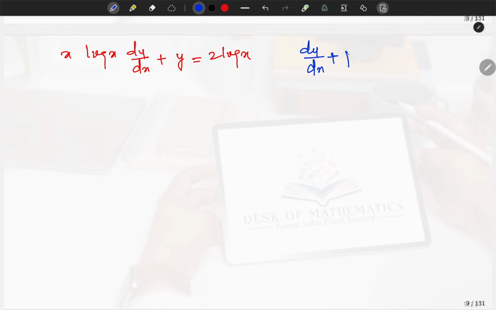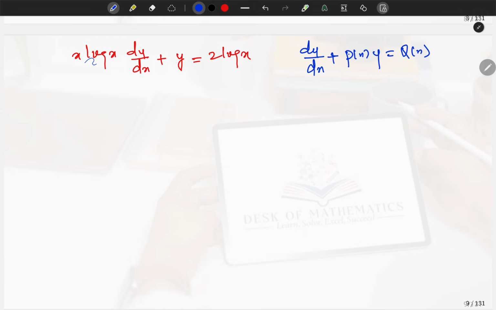Okay, so of the same type, means the Leibniz linear differential equation, there may be a question in this way. For example, the question will be x log of x dy upon dx plus y is equal to 2 log of x. But you know that you have dy upon dx plus p of x of y is equal to q of x. The coefficient of dy by dx should be 1. So here it is x log of x. So what will you do? You have to make it 1. So for that you will divide it wholly.